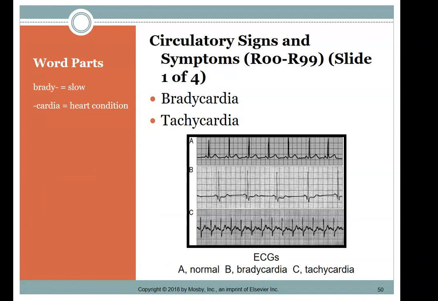The circulatory signs and symptoms. Bradycardia is a slow heartbeat with ventricular contractions less than 60 beats per minute. Tachycardia is a rapid heartbeat of more than 100 beats per minute. So if you look at the slide here, you can see A is normal sinus rhythm, B is bradycardia, where you see how slow the intervals are, and then C is tachycardia, which is fast. So when you're looking at your word parts, brady is slow and cardia is heart condition. If you put those two together, you get bradycardia.